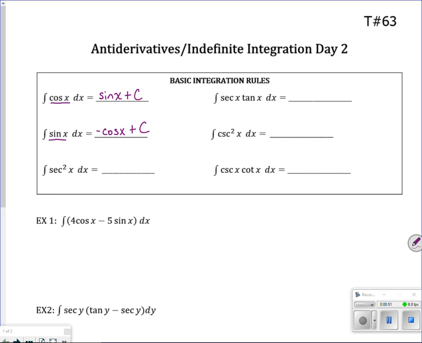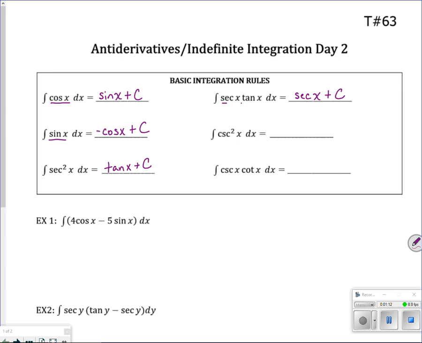Who has a derivative of secant squared? That would be tangent. Who has a derivative of secant tangent? And that is secant of x. So I'm just doing all my trig derivatives, but kind of in the opposite way.